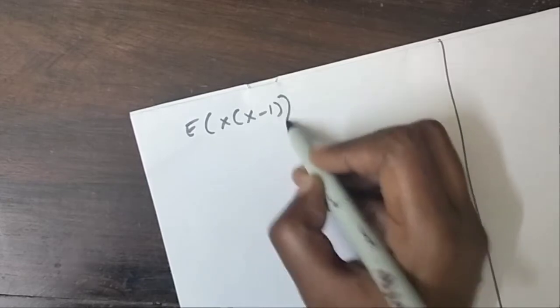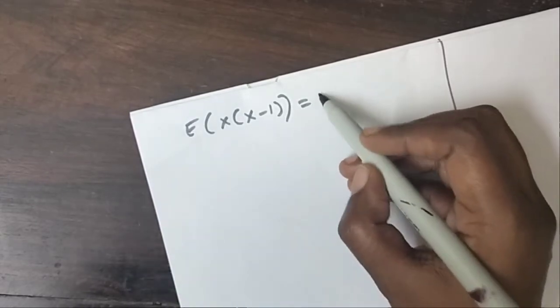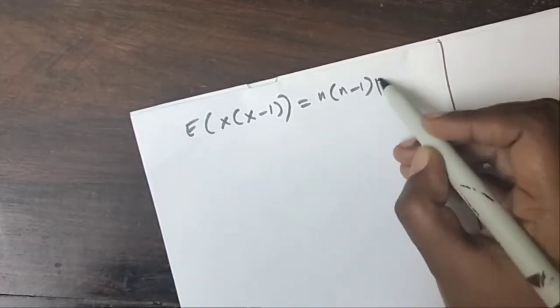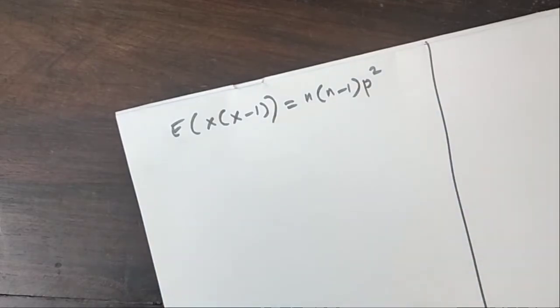So expectation of x into x minus 1 is n into n minus 1 into p square.